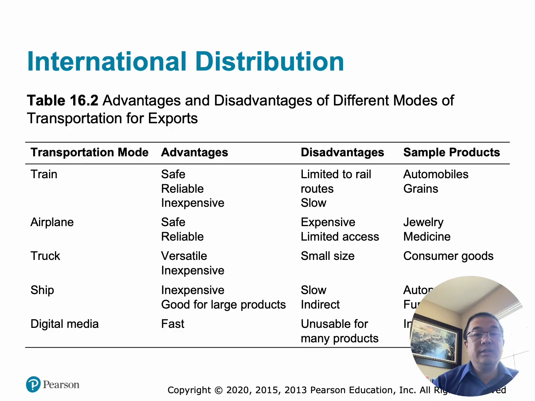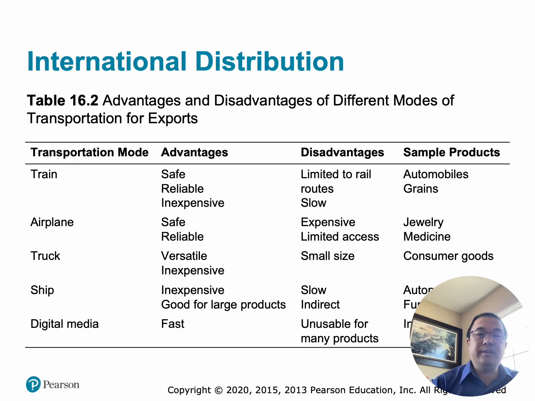The advantages are it's safe, reliable, and inexpensive. The disadvantages are it's limited to rail routes and it's slower than air transportation. The typical products are automobiles, grain, coal, and bulk commodities. A car manufacturer may ship vehicles across North America by rail because it is much cheaper than trucking large volumes.